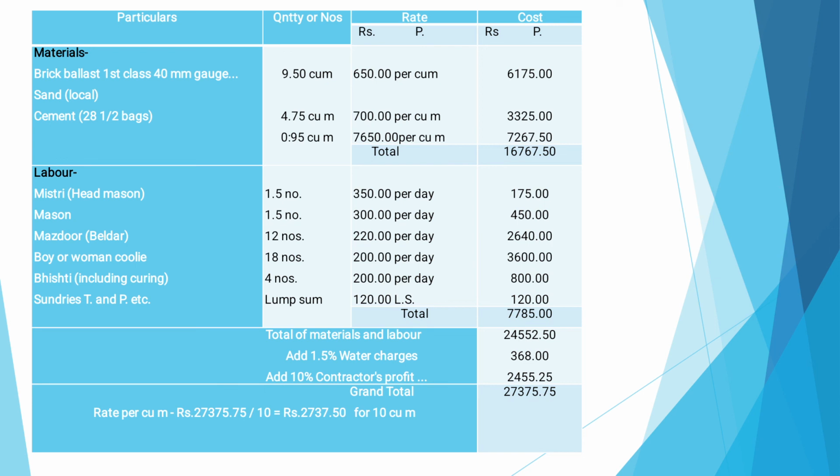Then finally, we calculate the rate per cubic meter. Rupees 27,375.75 divided by 10, that is the 10 cubic meters. Dividing by 10, we got 2,737.50 rupees. That is, the cost of 1 cubic meter is 2,737 rupees and 50 paise.